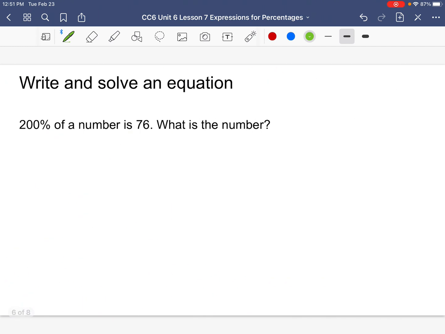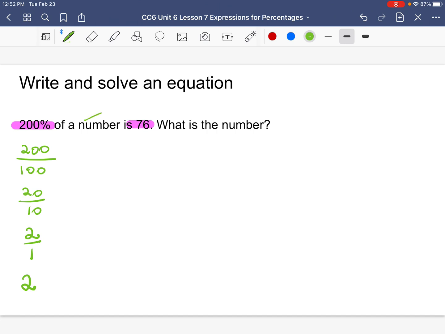So here we will write and solve another equation. 200% of a number is 76. What is the number? So 200% is 200 divided by 100. Any percent is divided by 100, which can be simplified down to 20 over 10, or 2 over 1, or just 2.